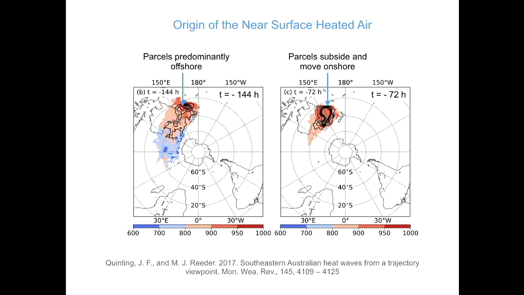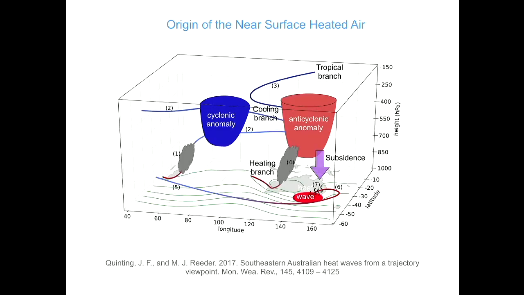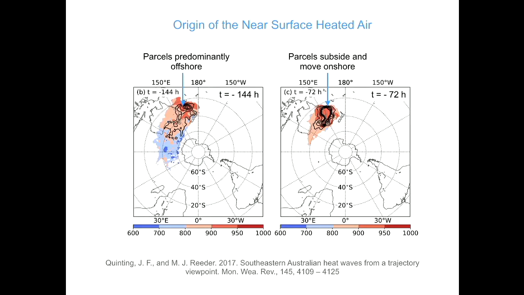Let's look at the origin of the near-surface parcels. So let's start with the heat wave, and we'll take 10,000 particles and say, where do they come from? The first thing is, this is a schematic, but notice they come from the northwest, they turn anticyclonically, and they end up over the Southern Ocean. Or they begin over the Southern Ocean, if you wish.